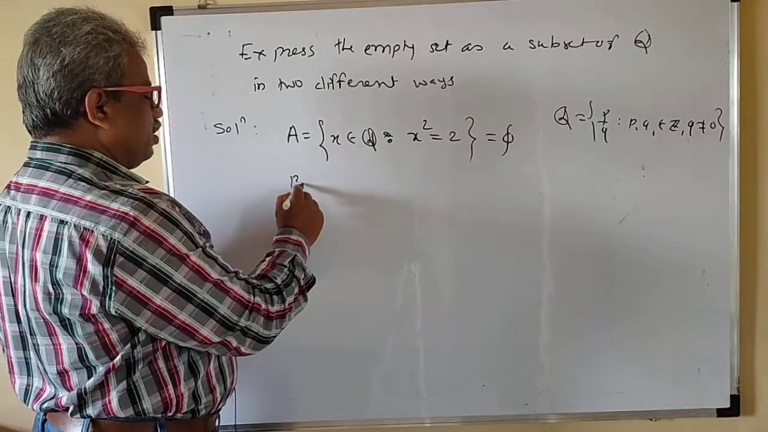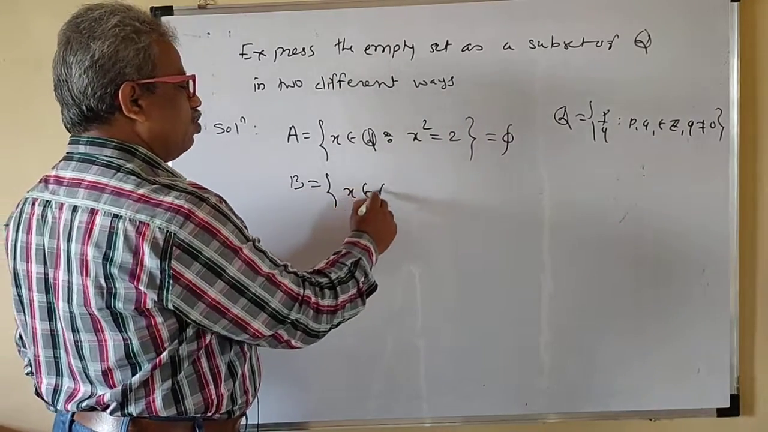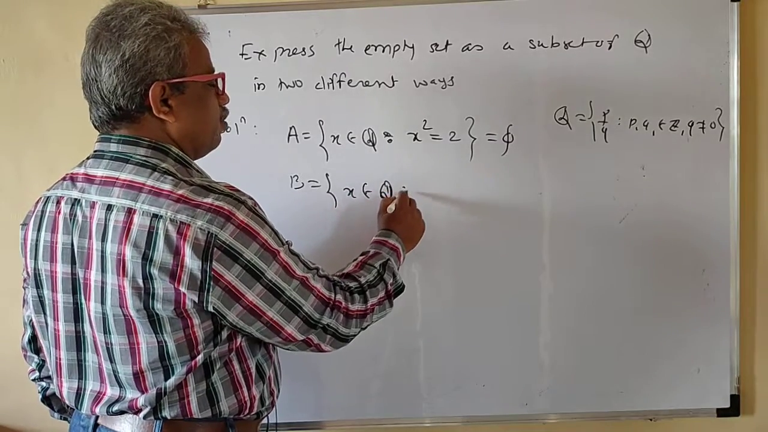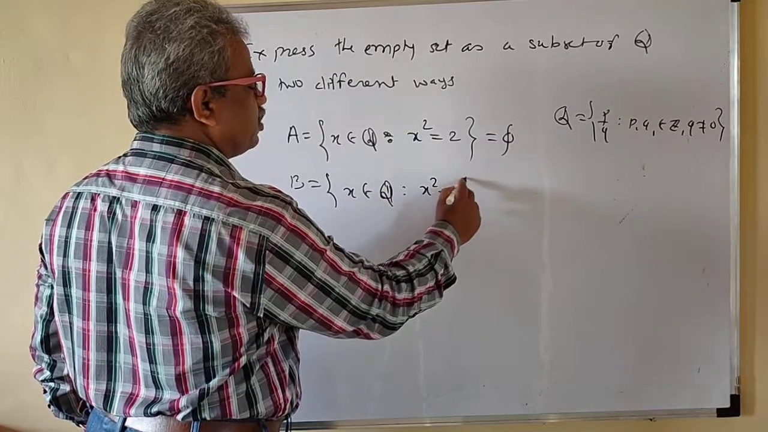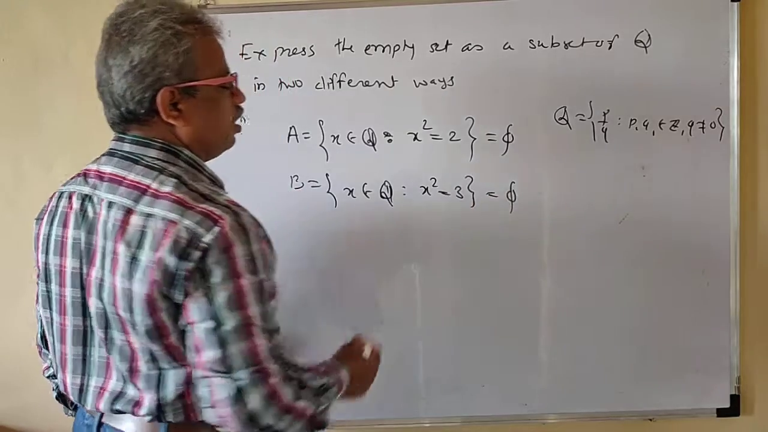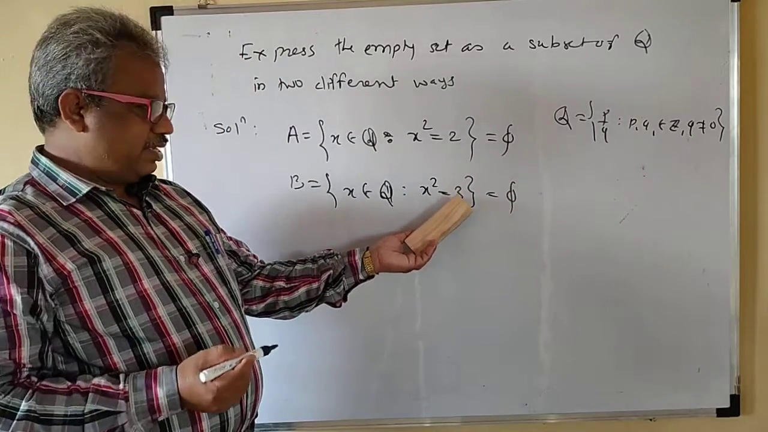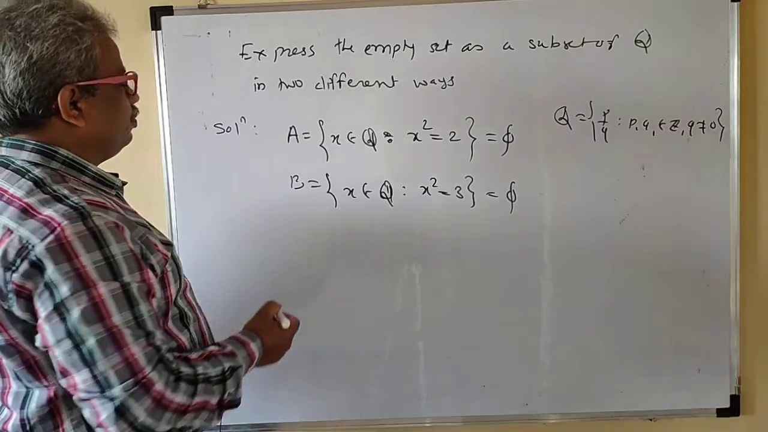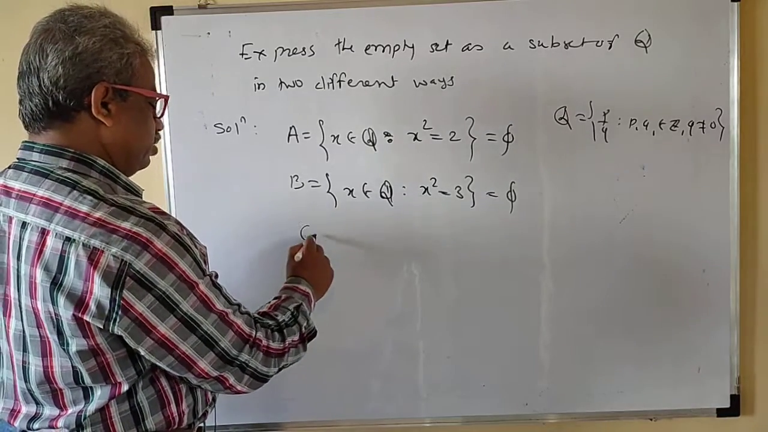I can write this as B. So we want only two subsets. Such that x square is equal to 2 is also empty. I can write this as 5, I can write this as 7. Okay, so now I will take another subset.